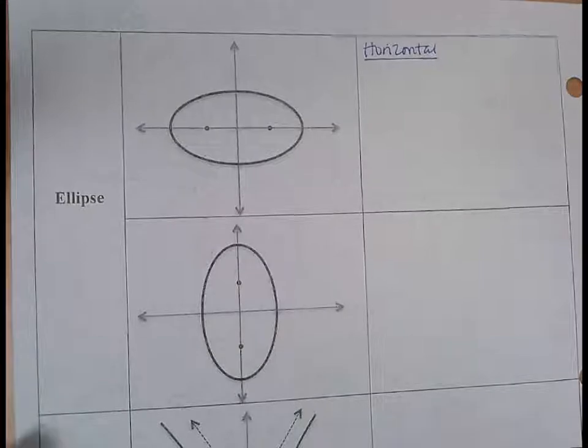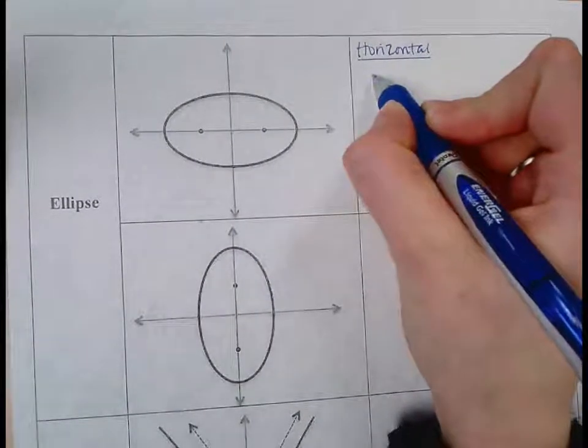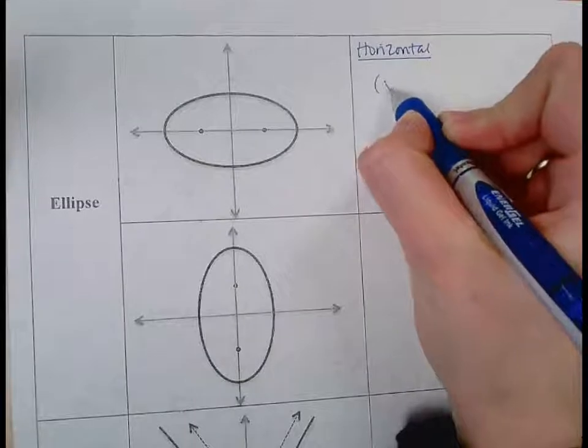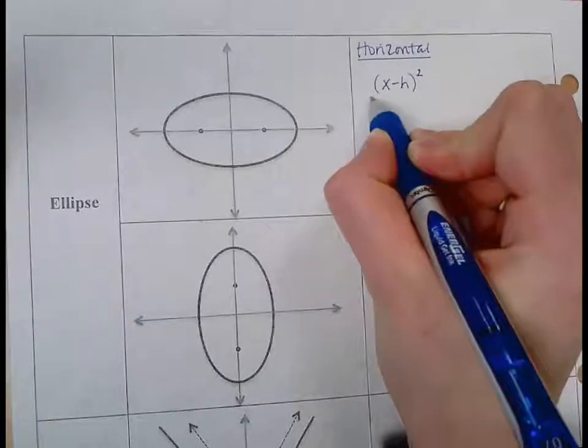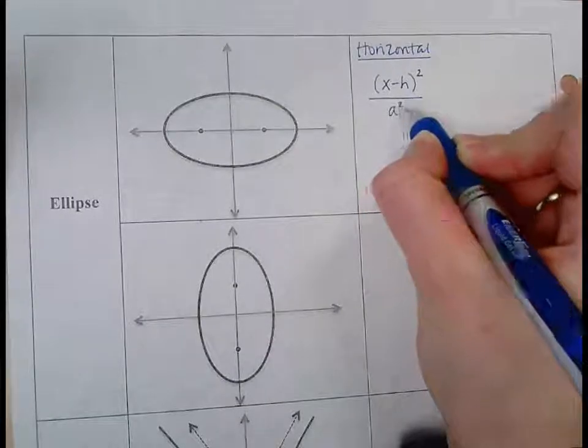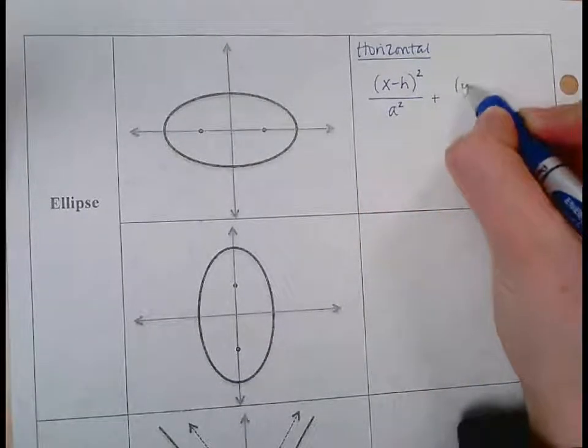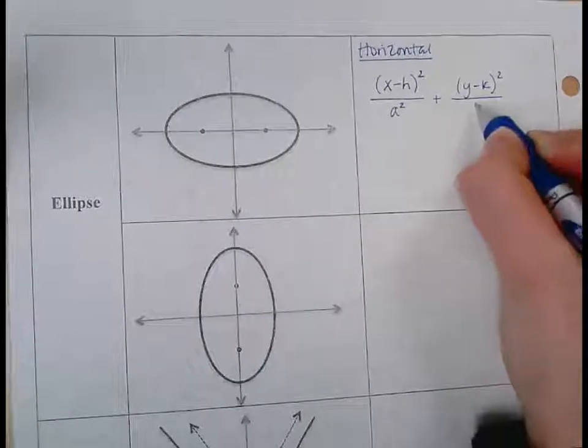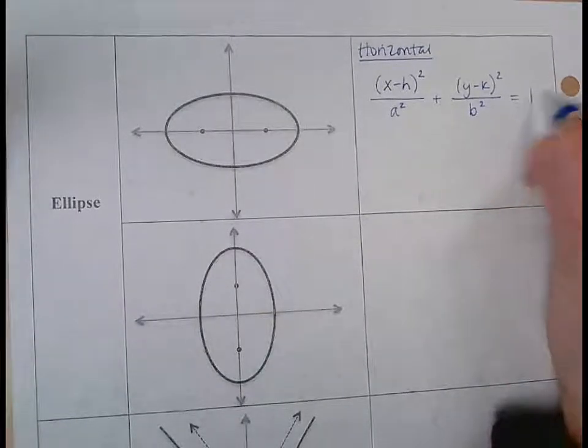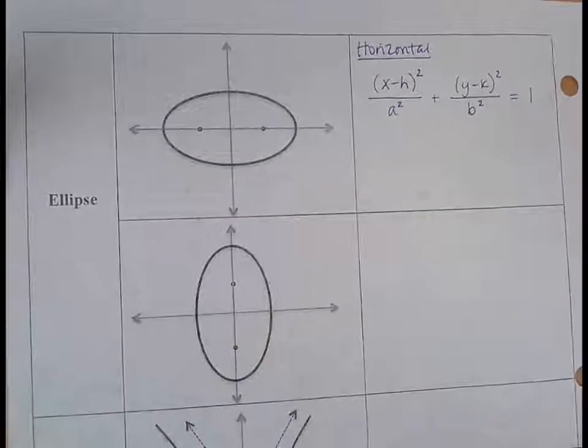So this standard form is the quantity x minus h squared over a squared plus the quantity y minus k squared over b squared equals 1. So that is the standard form of a horizontal ellipse. For an equation of an ellipse, it always has to equal 1. So when we're writing equations of ellipses, we need to keep that in mind as well. It's always equal to 1.